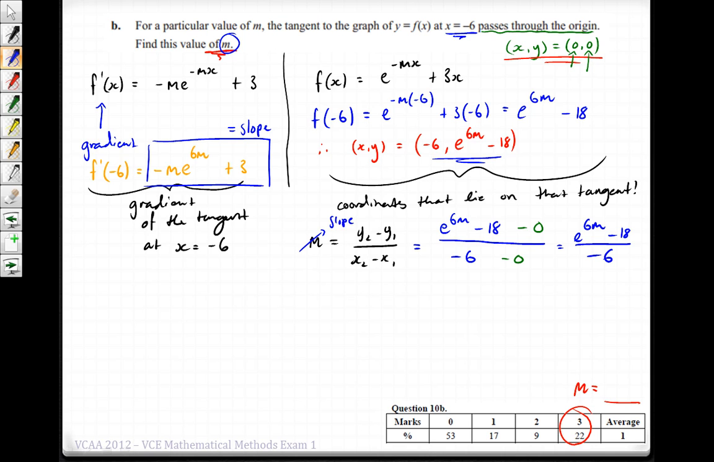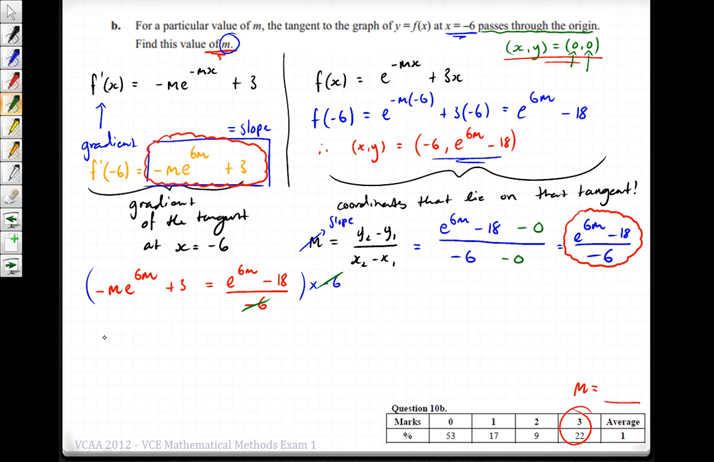So from here, we should be able to link this bit of information, which is a slope, with this bit of information, which is also a slope. So what we need to do now is just equate the two of them. So we're going to get negative m e to the 6m plus 3 equals e to the 6m minus 18 on negative 6. So if we times everything by negative 6, you'll see that they cancel there, and we're just going to be left with positive 6m e to the 6m plus 18 equals e to the 6m minus 18.